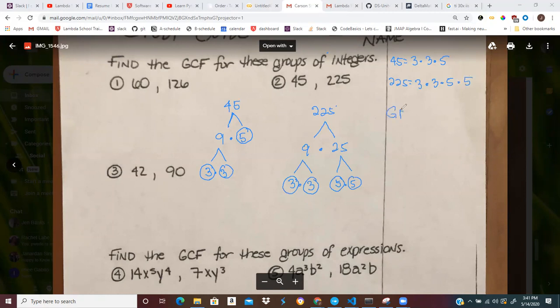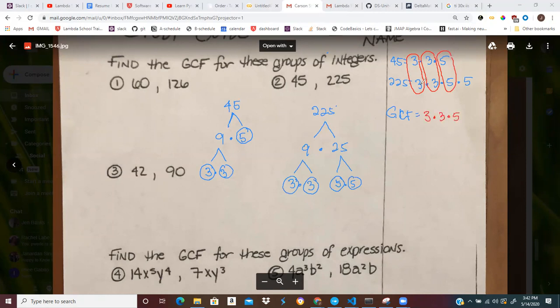Now to find your GCF, the common factors, we need to take the common numbers that are on the first number and also on the second one. So you have a 3 here. You also have another common 3, so you have two 3s common, and then you have one 5 common. So therefore your GCF is 3 times 3 times 5.